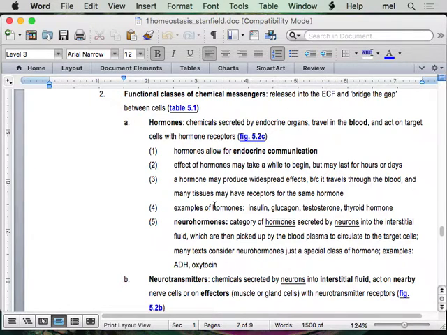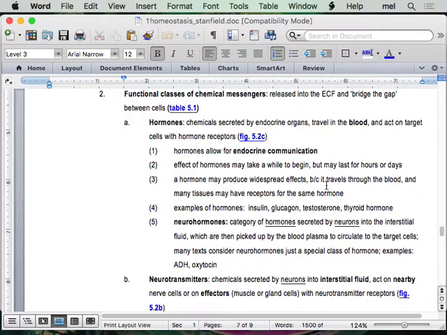So the first category are going to be the ones that travel through the bloodstream from point A to point B. And that means that they're probably not going to have an instantaneous response. Does that make sense to you? If I am released by the testis, and I'm trying to cause a response in this skeletal muscle up here, then you are not going to see it occur within a matter of nanoseconds, right?